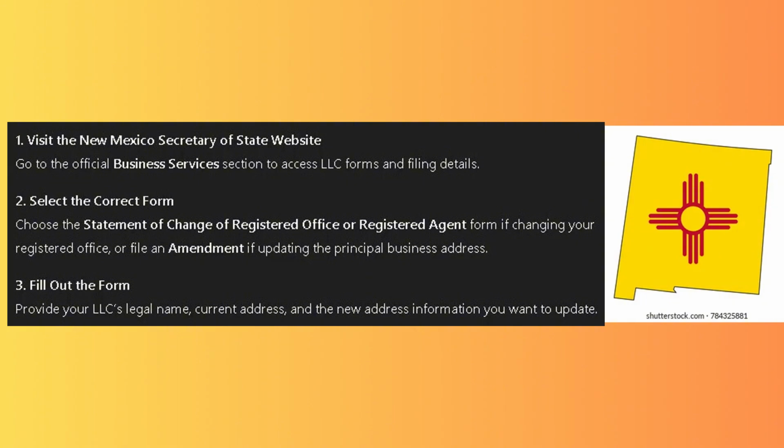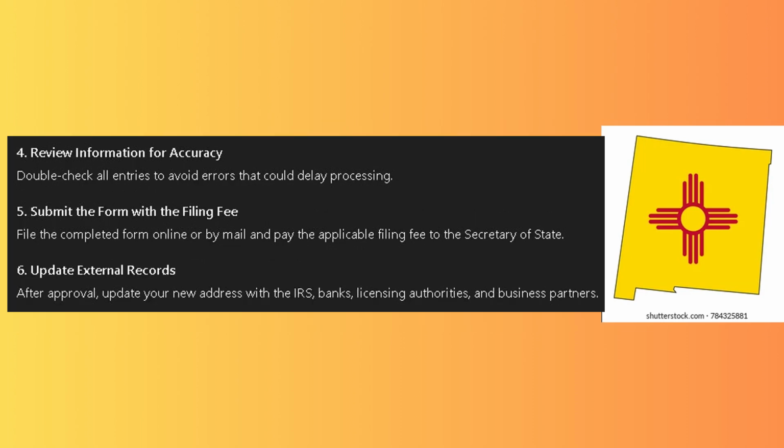Fill out the full form. Provide your LLC's legal name, current address, new address, and anything else that you want to update. Review information for accuracy. Double check all the entries to avoid errors that could delay the process.